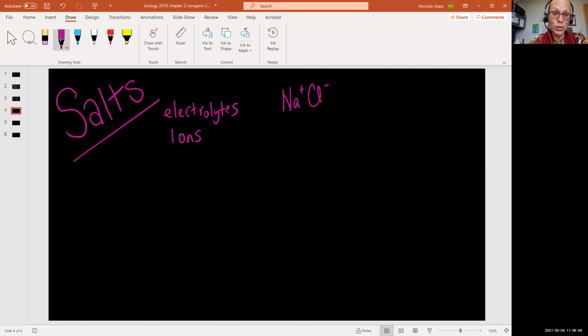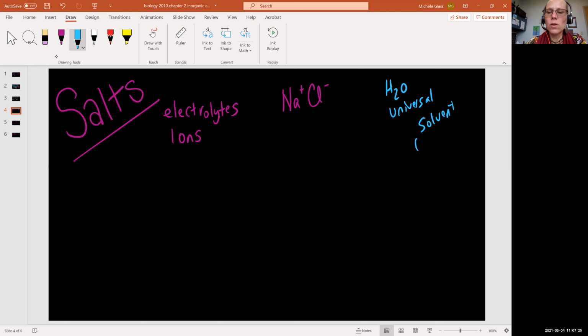And the significance of salts in our body is that pretty much all of our body chemistry is happening in water. And water is a universal solvent. Water, let's just remember here, water, universal solvent. And solvent means dissolver.